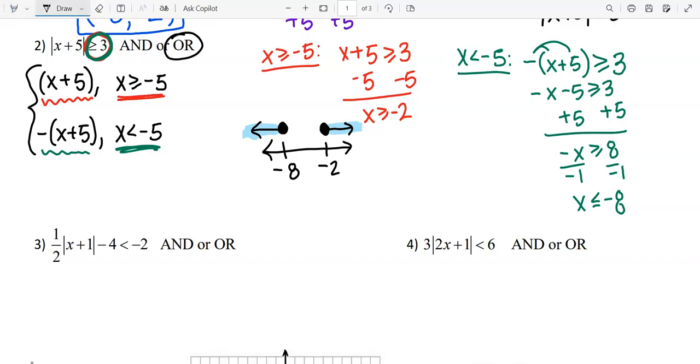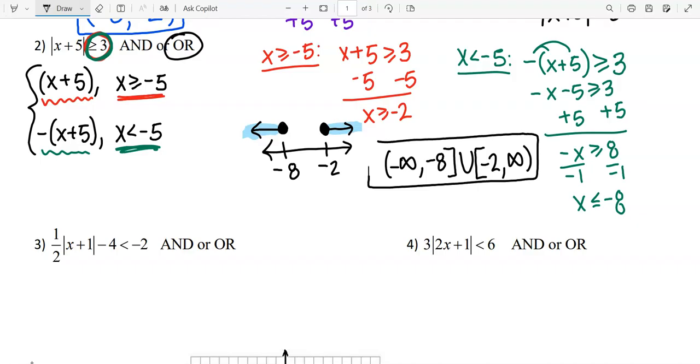What's the smallest x I can have in my solutions? -infinity. And then the next x. -8. What do I put on that? Bracket, because it is equal to. So bracket. And then what do I put here? The U for what? Union. And then tell me what to write next. Bracket -2. Infinity parentheses. That is your answer. That is where you can stop.